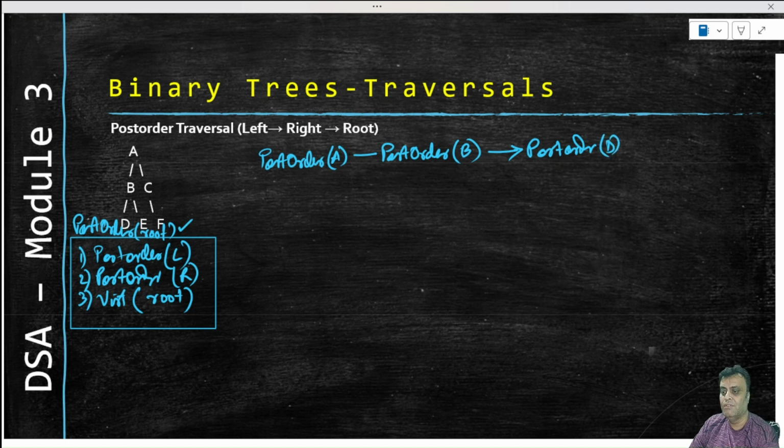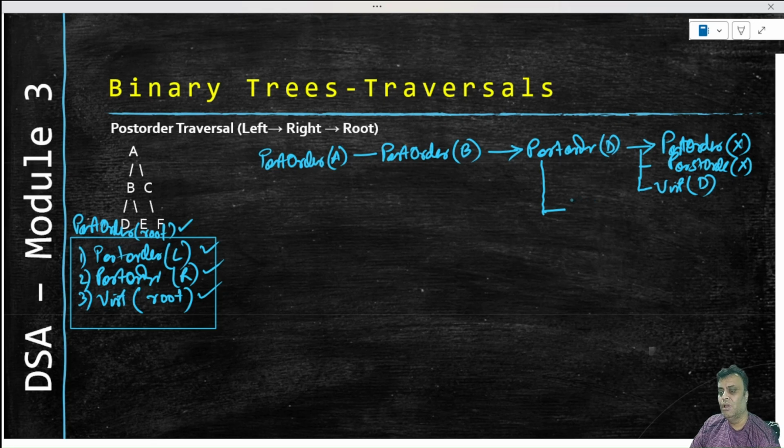Post order of D will give rise to the post order to the left of D, which is a non-existent node, and from there it can start its next step, which is post order to the right of D, which is also a non-existent node. Therefore the next thing it will do: post order left is done, right is done, so it can visit the root. So it will visit D. D is my root, and then this post order continues its lifeline, and this post order D is done.